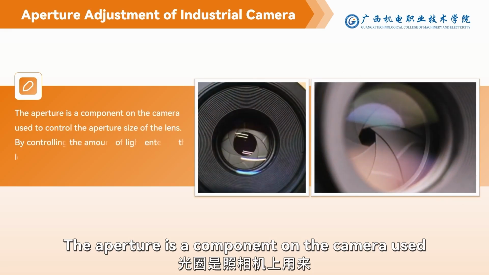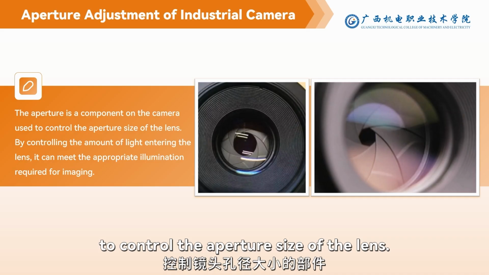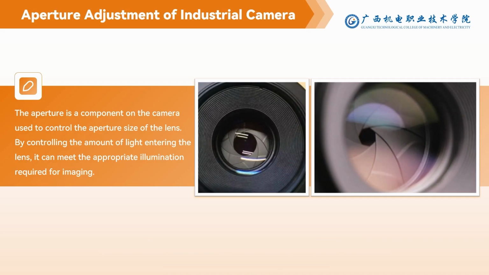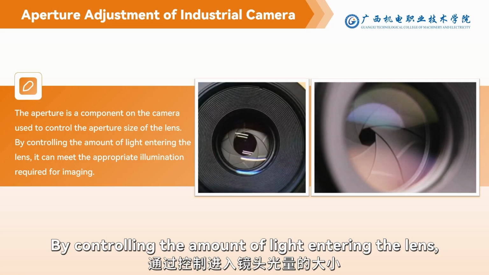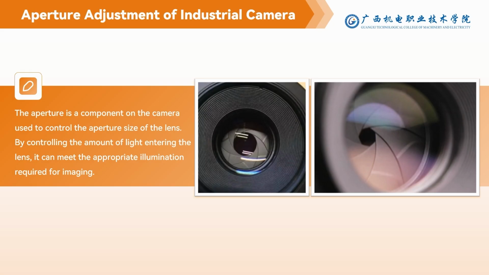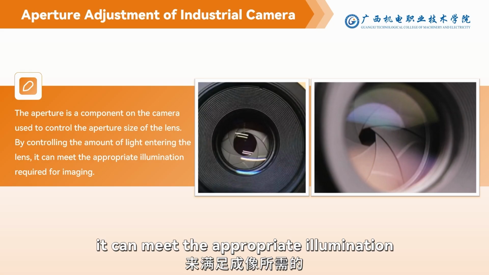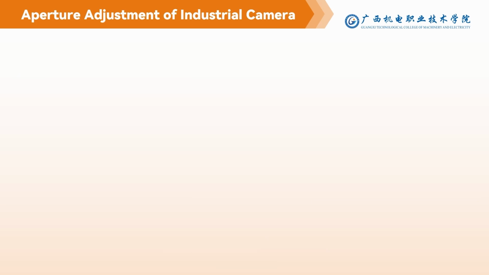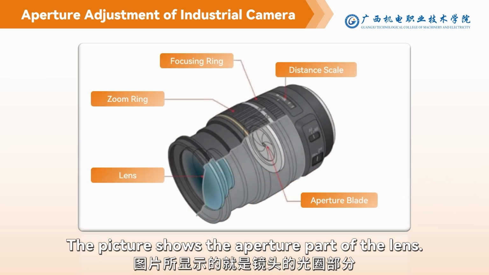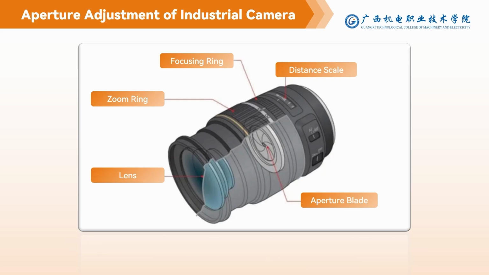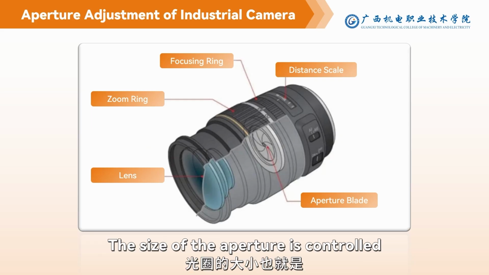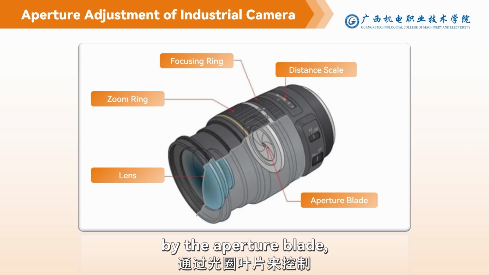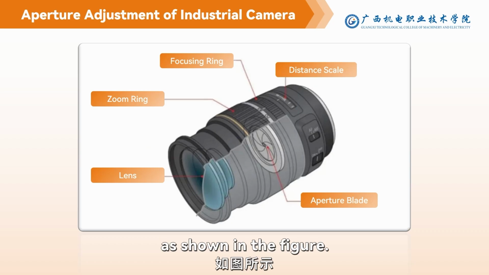The aperture is a component on the camera used to control the aperture size of the lens. By controlling the amount of light entering the lens, it can meet the appropriate illumination required for imaging. The picture shows the aperture part of the lens. The size of the aperture is controlled by the aperture blades, as shown in the figure.